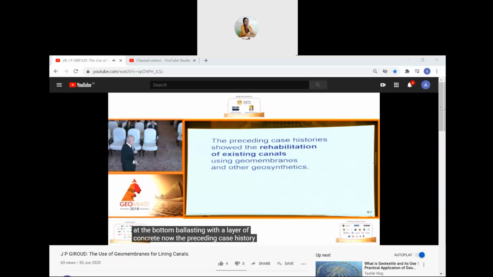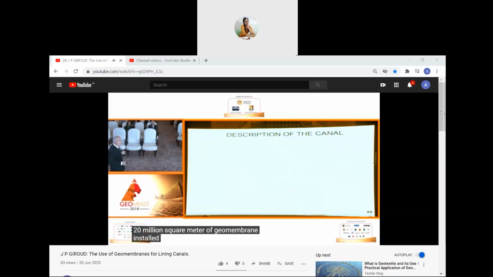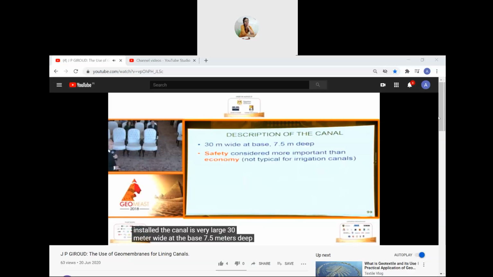Now, the preceding case history showed the rehabilitation of existing canals using geomembranes and also other geosynthetics like geotextile and geogrids. The next case history presents a new canal lined with a geomembrane. This is the Toshka Canal project in Egypt. It was and still is the largest geosynthetic project in the world, with 20 million square meters of geomembrane installed. The canal is very large, 30 meters wide at the base, 7.5 meters deep.